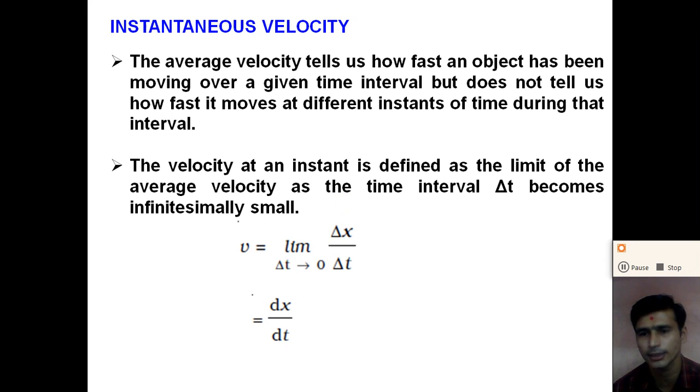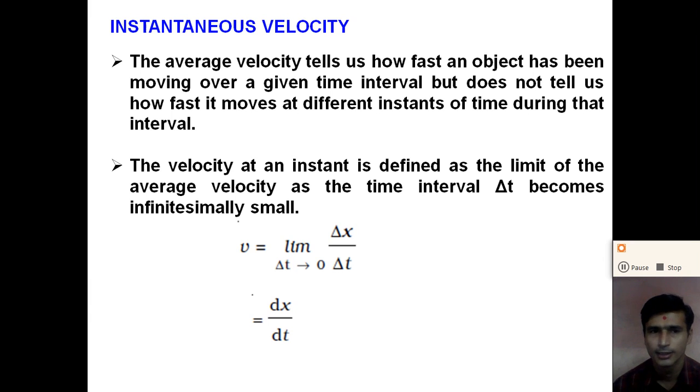If you consider two time instants, time t equal to 3 seconds and time t equal to 3.0000001, the time interval between these two instants, delta t, is 0.0000001. We can say that it is the time t equal to 3 seconds.